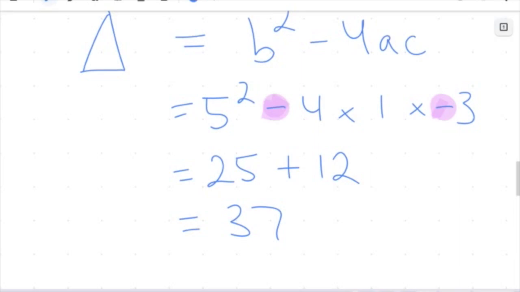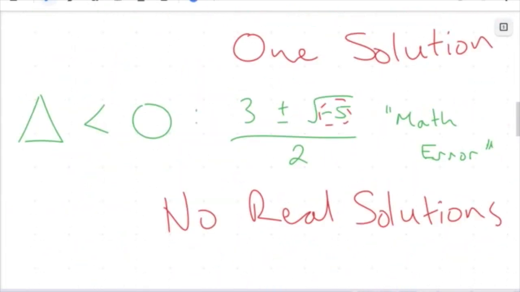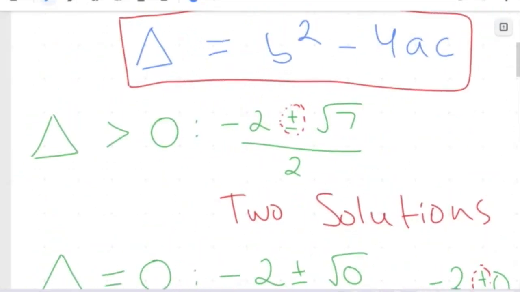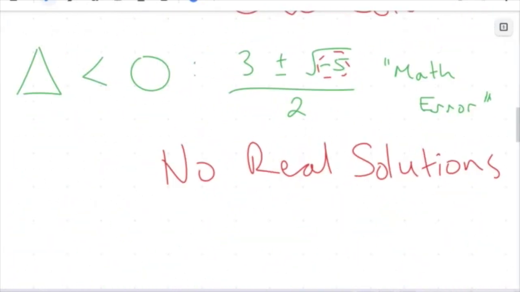So now we want to consider our rules that we established up here, and we're going to notice that our discriminant 37 is greater than 0.